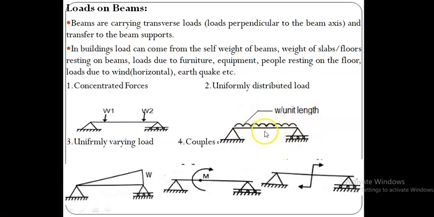This 30 kilonewton can be assumed to be placed at the centroid of the span of this load. Then the other load is the uniformly varying load, where the load starts at 0 at one end and ends at a maximum magnitude at the other end. So this is called a uniformly varying load or linearly varying load. Another type of load we can apply directly is a couple or moment on the beam at a single point, and this couple can be represented like this. So these are all the different types of loads acting on beams.